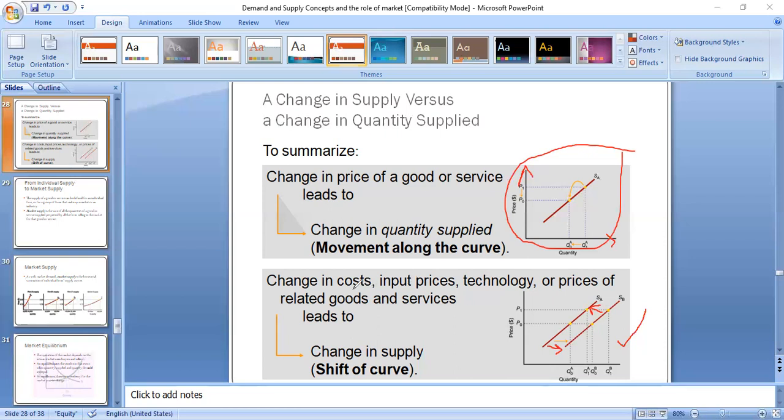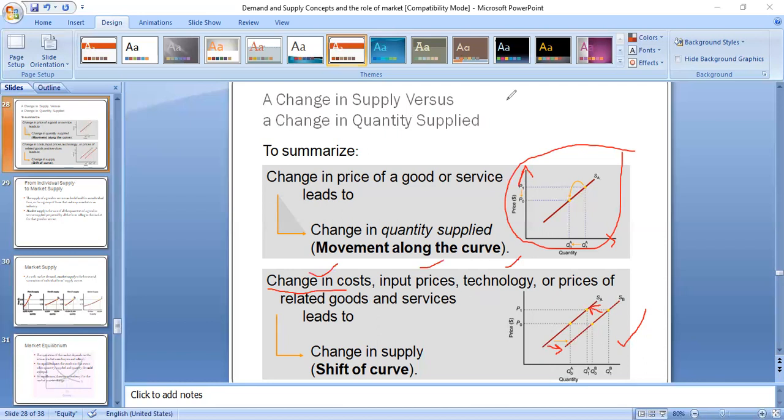What are those non-price factors? Of course, you look at all factors affecting supply, all factors that determine or affect the quantity supplied of a good and service, excluding price. So it will have all the other factors: change in cost, input prices, technology, price of related goods and services, and so on, but you exclude the price. That is for a change in supply.